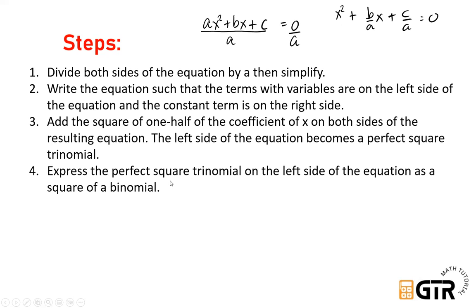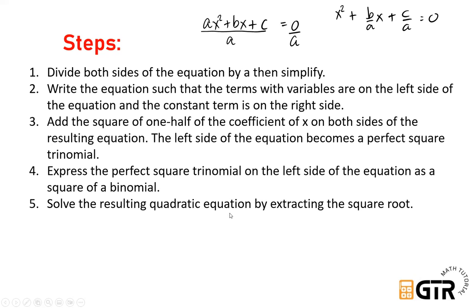Okay? So next step, express the perfect square trinomial on the left side as a square of a binomial. So kapag perfect square trinomial na itong left side, gagawin natin siyang square of a binomial. Okay, so next step, solve the resulting quadratic equation by extracting square root. Since perfect square na nga itong left side, square root natin yung both sides niya. Okay, so number 6, solve the resulting linear equations. So magiging dalawa yung linear equations natin kasi pag nag-extract tayo ng square root, yung magiging answer dito sa right ay plus or minus yon.